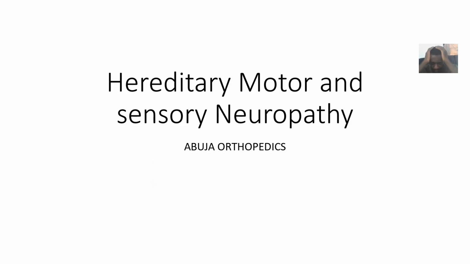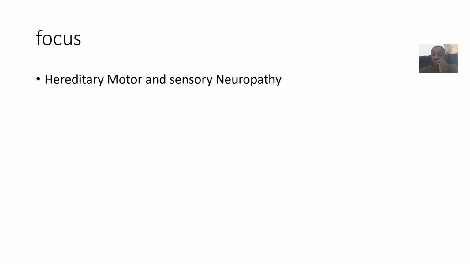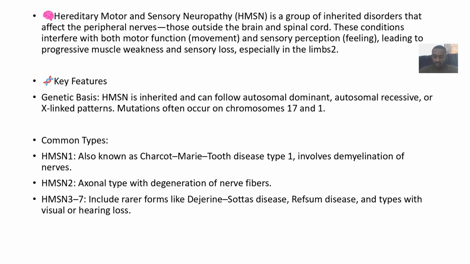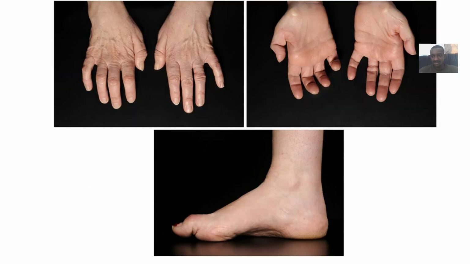All right. So we're looking at some other connective tissue disorders. So this is what is known as hereditary motor and sensory neuropathy. Hereditary motor and what? Sensory neuropathy. So what does it mean? It's not really one disease condition. It's a group.